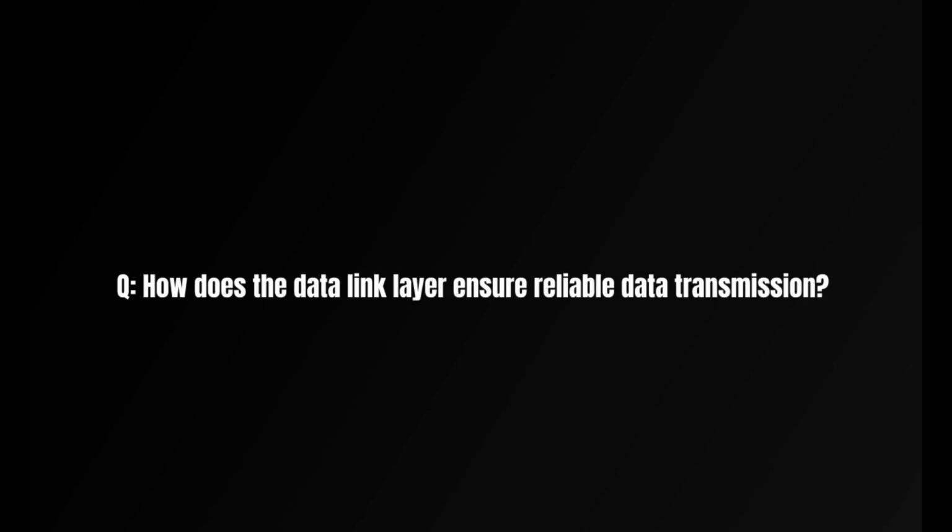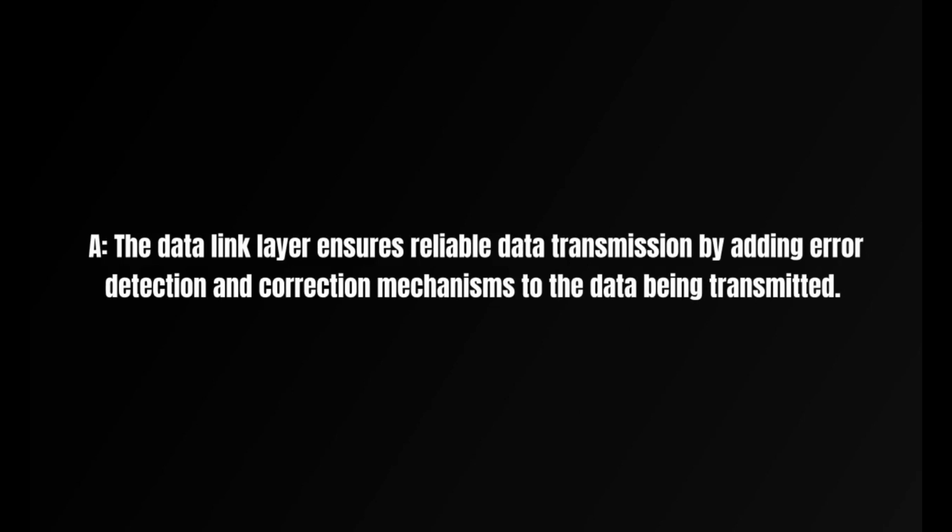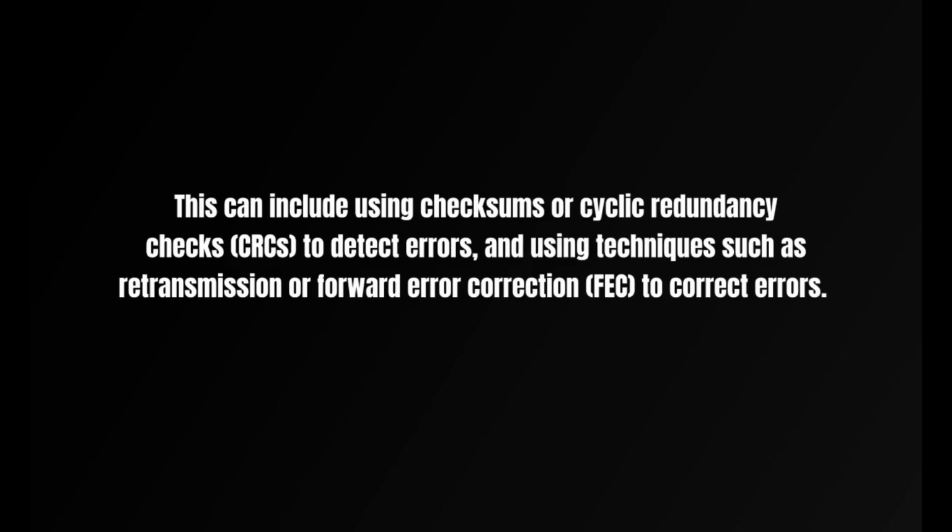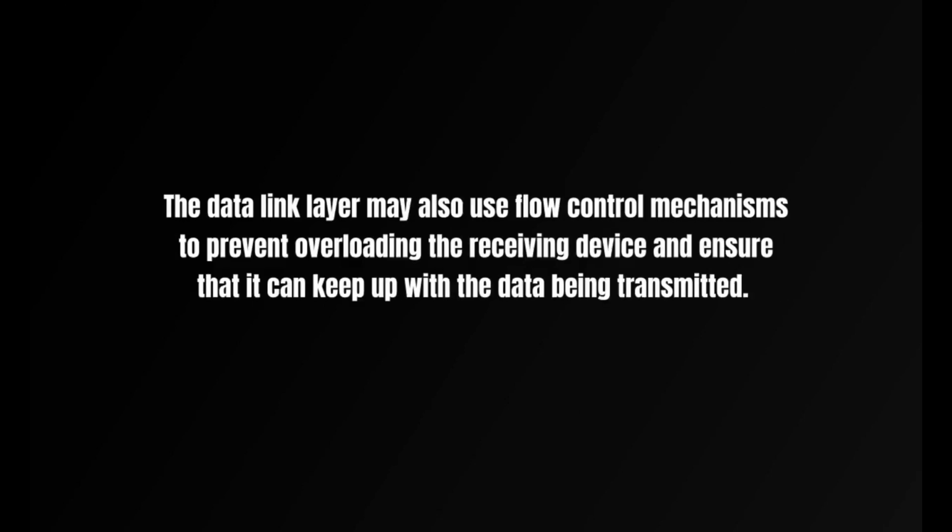Q. How does the data link layer ensure reliable data transmission? A. The data link layer ensures reliable data transmission by adding error detection and correction mechanisms to the data being transmitted. This can include using checksums or cyclic redundancy checks, CRCs, to detect errors, and using techniques such as retransmission or forward error correction, FEC, to correct errors. The data link layer may also use flow control mechanisms to prevent overloading the receiving device and ensure that it can keep up with the data being transmitted.